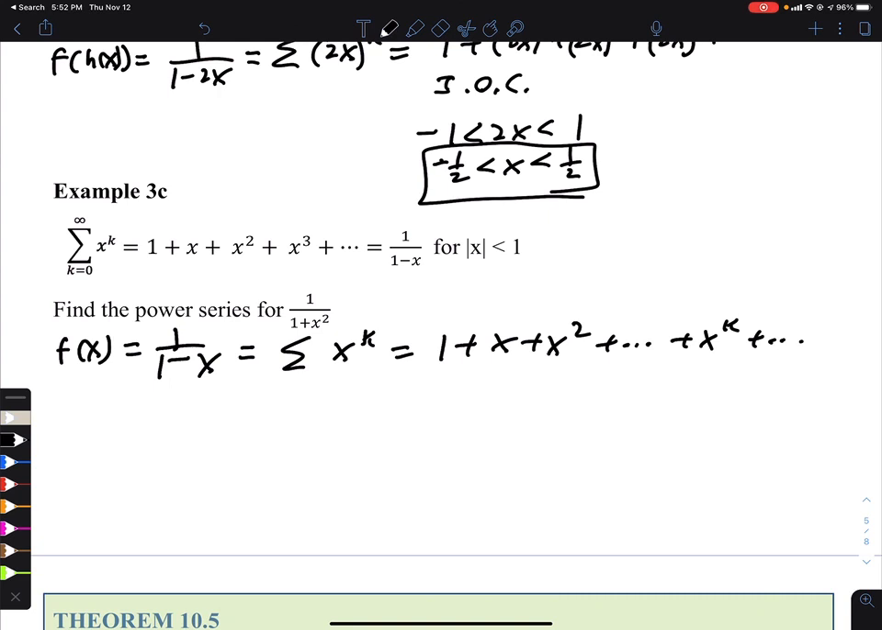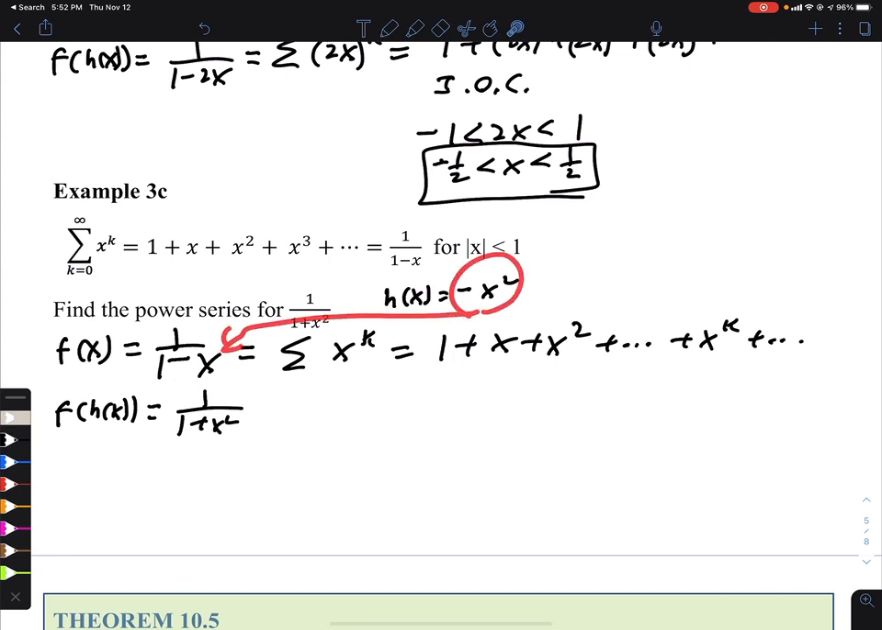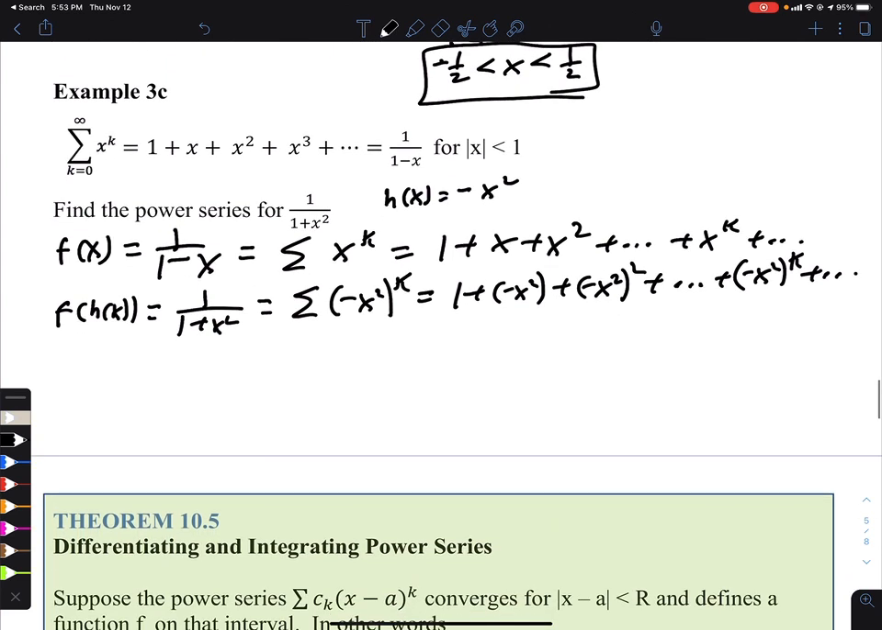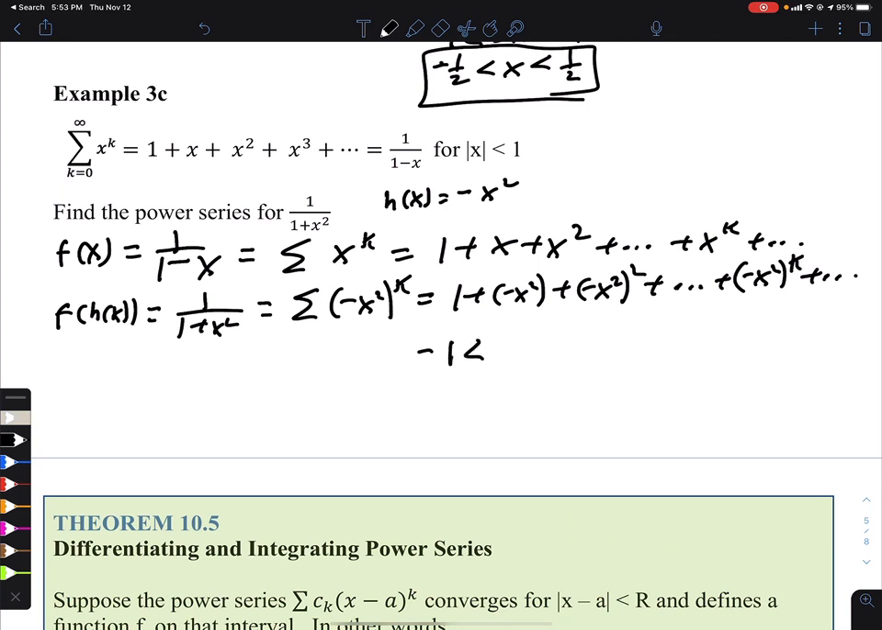So what has happened? x has been replaced by a new function, minus x squared. So again, we still have a composition. So f of h of x is 1 over 1 plus x squared, because if you place this in for x, it becomes that. That was what we wanted. So now you just replace all the x's with minus x squared. And we have 1 plus minus x squared plus minus x squared squared plus dot dot dot plus minus x squared to the k plus dot dot dot. So that's what's going on, but we're going to have a new interval of convergence because we're going to have this.